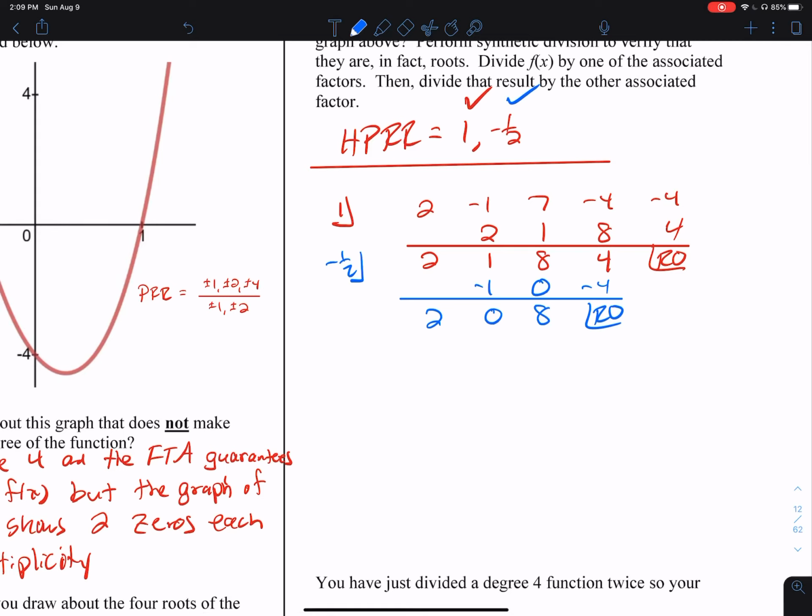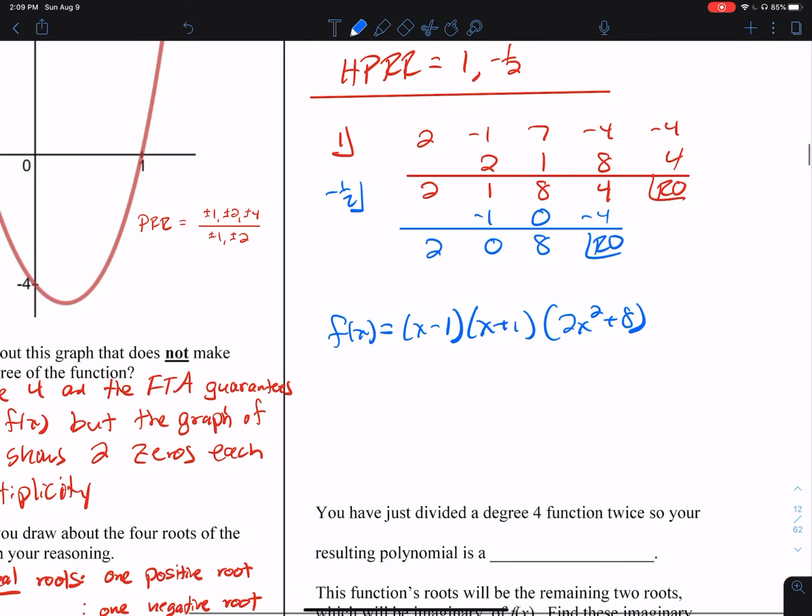Since both of those work, we know by the factor theorem that since 1 is a root, x minus 1 is a factor. Since -1/2 is a root, x plus 1/2 is a factor. This is my depressed polynomial, which is going to be 2x squared plus 8. And that is the factored form of this. I shouldn't say fully factored, because we could factor a 2 out of this, so it's not fully factored.